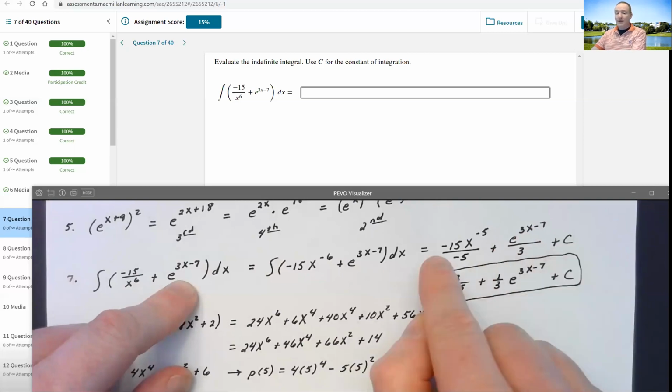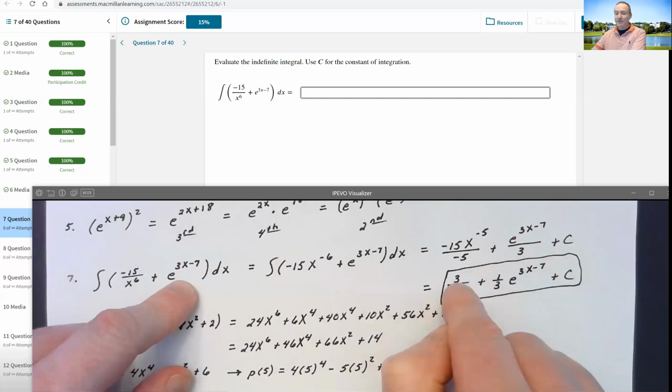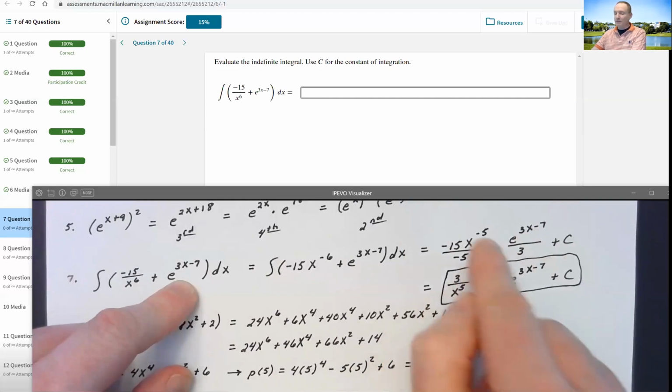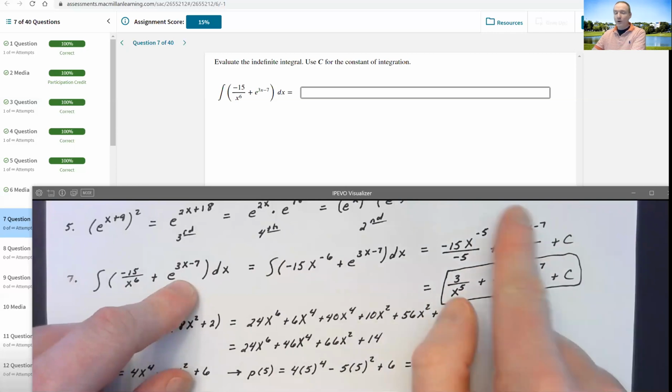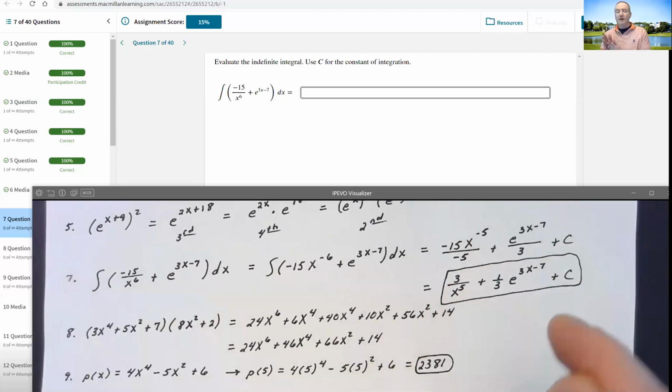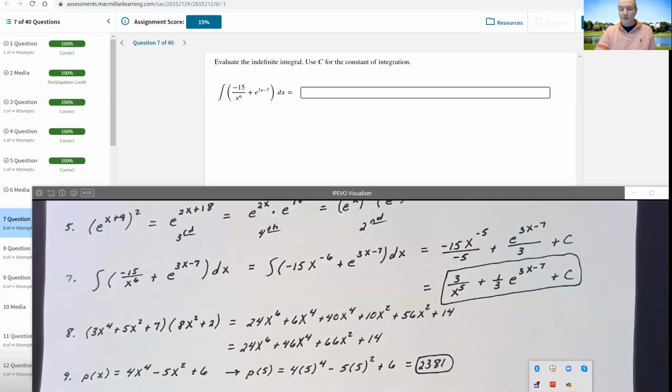I simplified here: negative 15 over negative 5 simplified to be 3. The x to the negative 5th is much better written in the denominator as x to the positive 5th. So I have 3 over x to the 5th plus, this is better written as 1/3 e to the 3x minus 7 plus our constant of integration. I'll go in here and put that answer. I'd rather this stay in instead of disappear, so I'll make it stay.